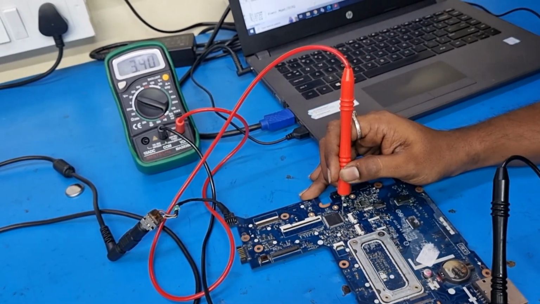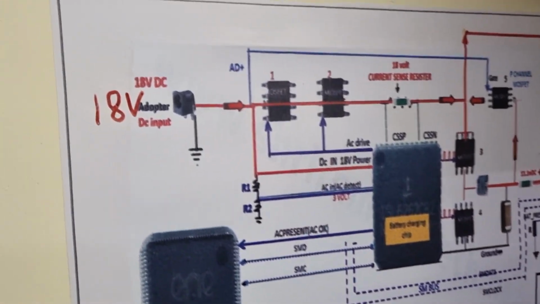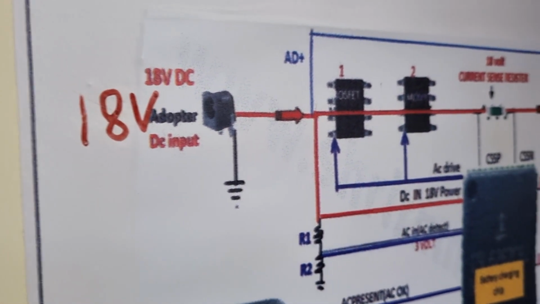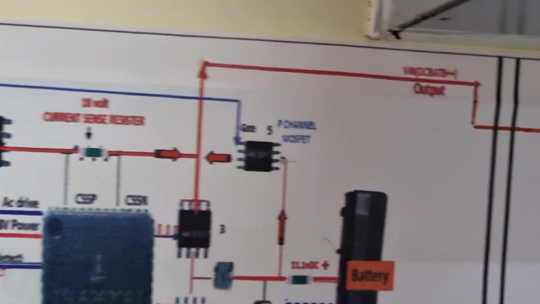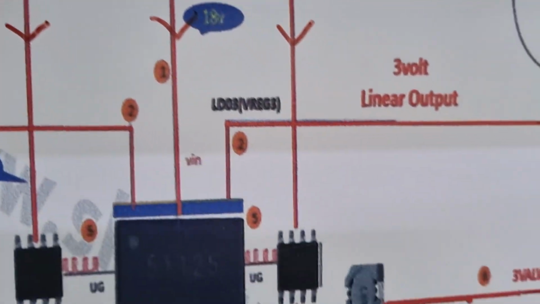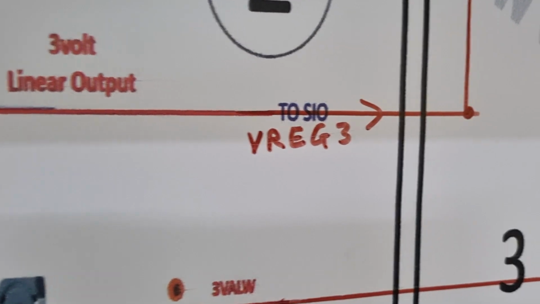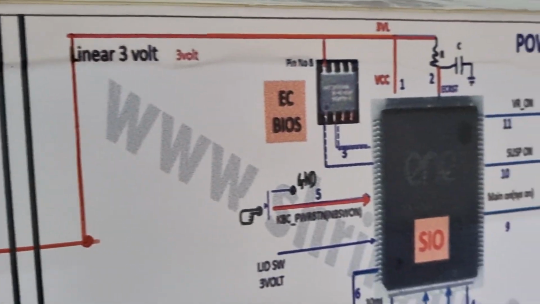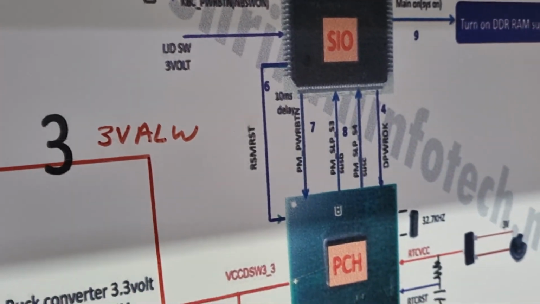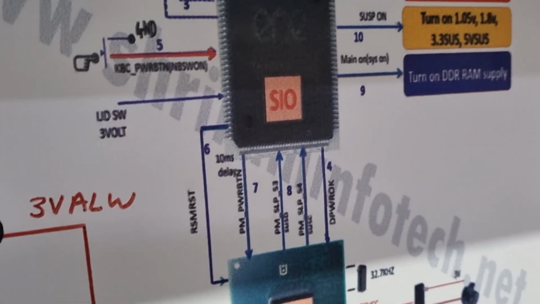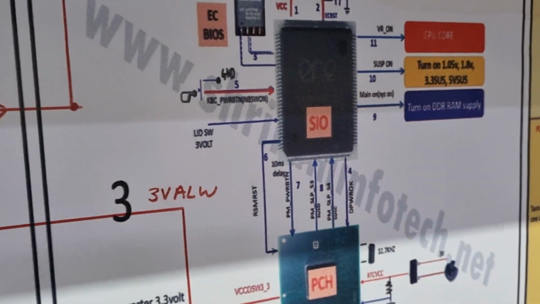Okay, like this. So now friends, we check all the sequence like this, from the inputs. Then there are 2 MOSFETs. Then it's going to the current sensing resistor. Then this voltage is going to the 3 volt and 5 volt section. This 3 volt and 5 volt section generates VRG3, and that voltage is going to the SIO. Then we press the power button. Then the PCH communicates and generates the SLP3, SLP4 signals, and in this way the board is turned on.